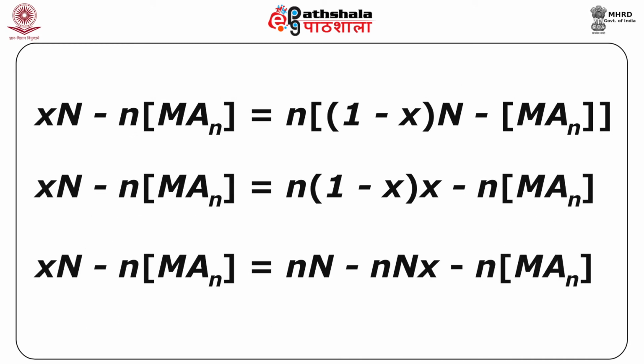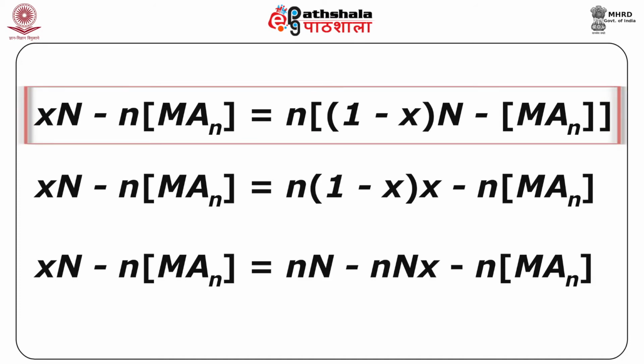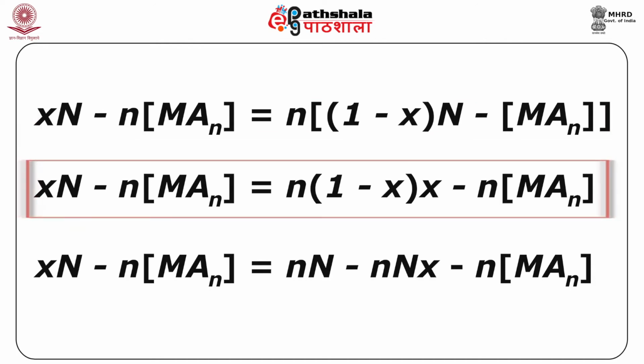Now, if we substitute the values of concentration of metal and ligand, that is free metal ion and free ligand, from our previous equations, we obtain the expression as chi into capital N minus n into complex concentration is equal to n into 1 minus chi into capital N minus complex concentration. This further simplifies to chi into capital N minus n into complex concentration is equal to n into 1 minus chi into capital N minus n into complex concentration.